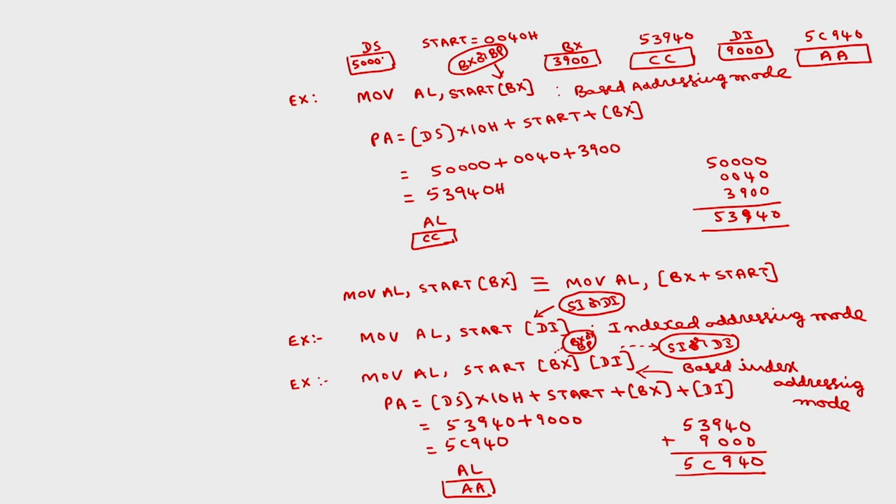So, these are the different ways to represent the memory location, to transfer the data either from register to memory or memory to register. In any case, there are different ways to compute the memory address.